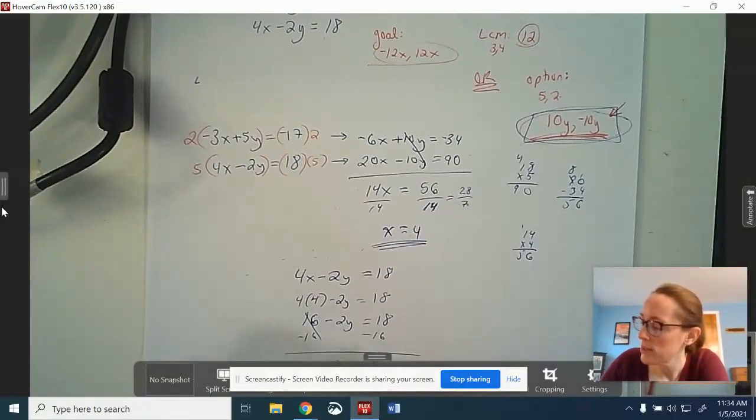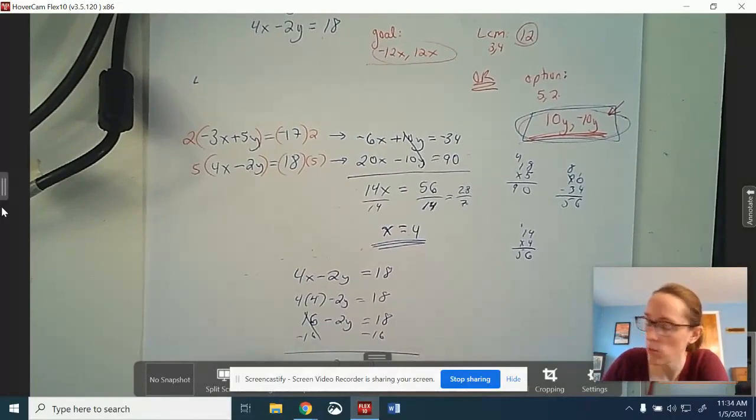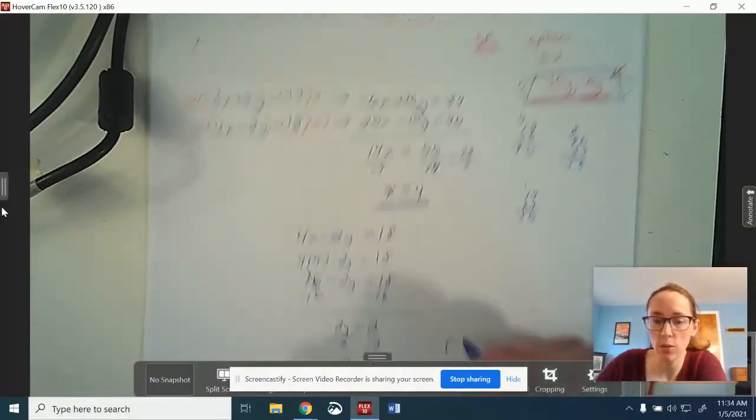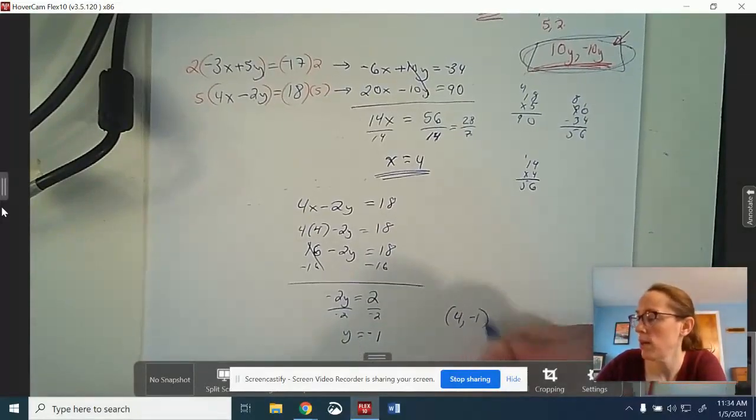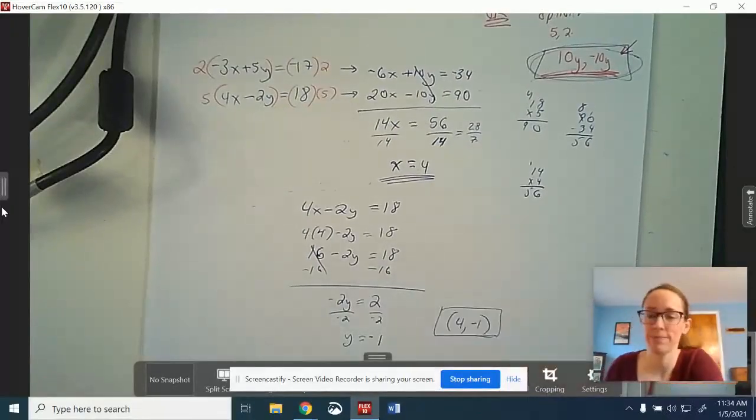And then I divide both sides by negative 2. And I get y equals negative 1. And my final answer then is x, y, the ordered pair. Oops, you couldn't see that. My final answer is the ordered pair (x, y), with y equal to negative 1.